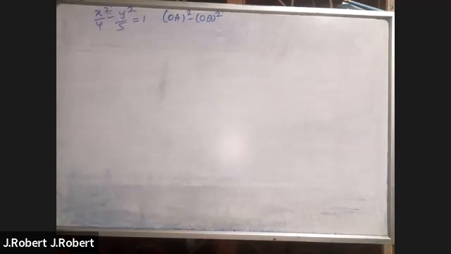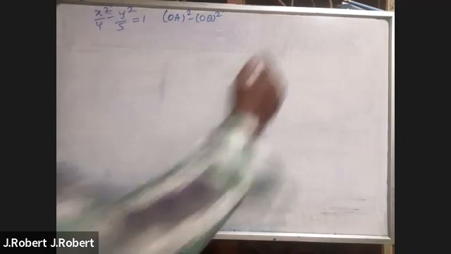So listen carefully, again I repeat the question. The tangent at the extremity in the first quadrant of the latus rectum of the hyperbola x square by 4 minus y square by 5 equals 1 meets the x-axis and y-axis at A and B respectively. Then OA square minus OB square, where O is the origin, equals to. Now, first of all, you draw the diagram. Then it is very clear.